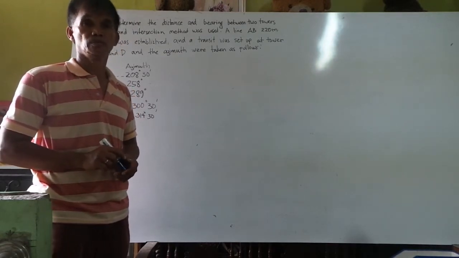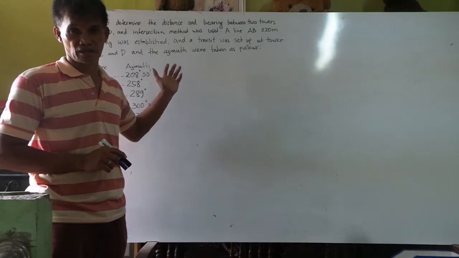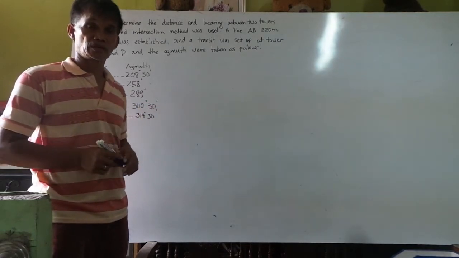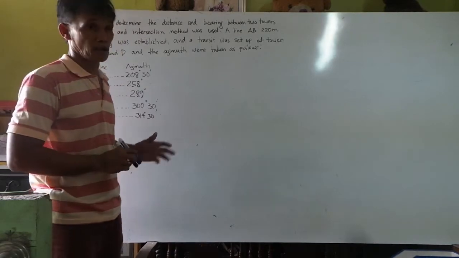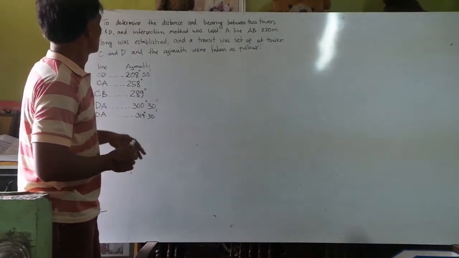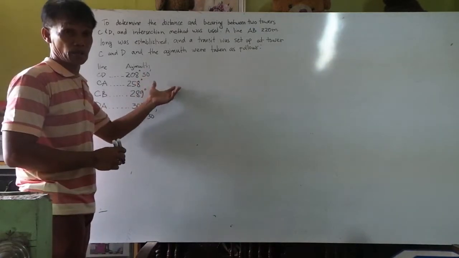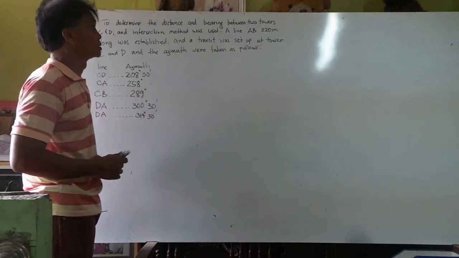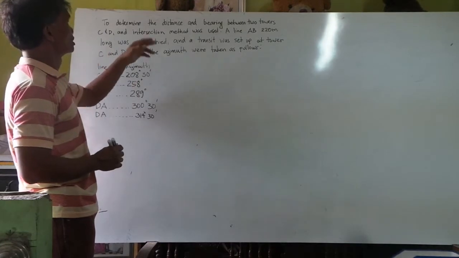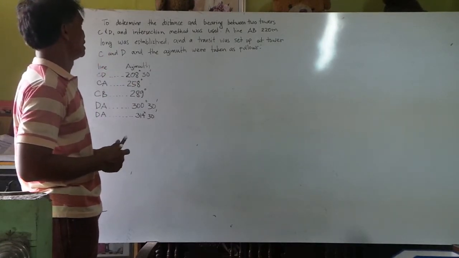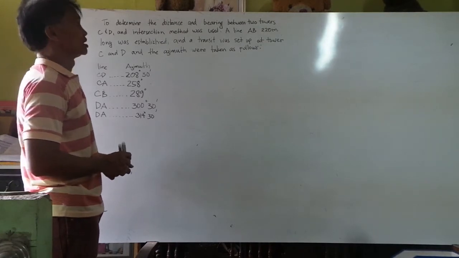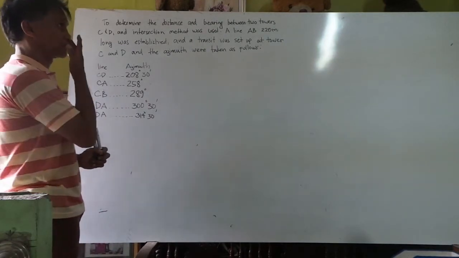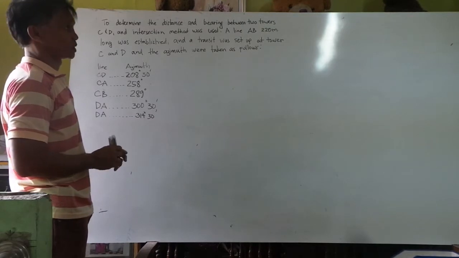So we have here a problem about the intersection method, and this is solved with the knowledge about triangulation. You already have a copy of this in your module 3A. This is the basic kind of problem. You have to determine the distance and bearing of the two towers C and D. An intersection method was used. Then a line AB 20 meters long was established, and the transit was set up at towers C and D, and the sights were taken as follows.